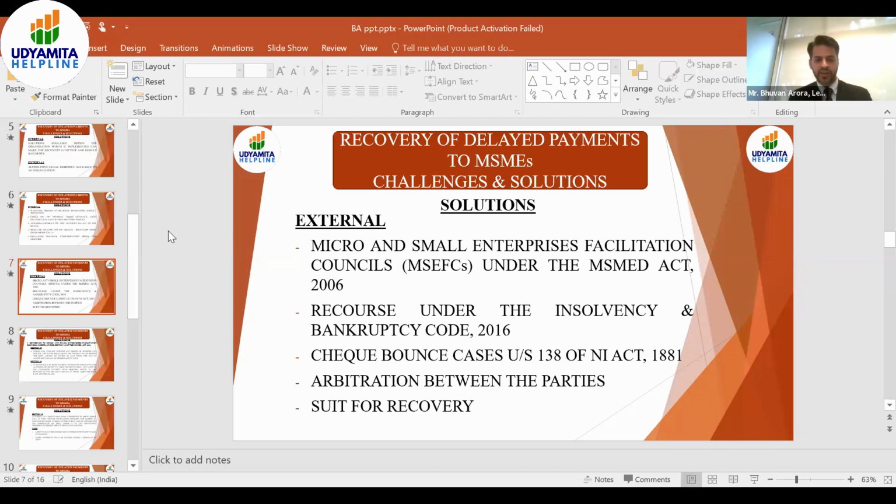Third option available is check bounce cases. If the buyer has issued me a check and he has not made payment, or his check has bounced, then what recovery measures are there? Whether I can go for recovery of that case by filing a recovery suit, or I can go for check bouncing cases, or both. That is also an option that we have to see case to case, basis the facts of the case. Check bouncing cases are also there under section 198.